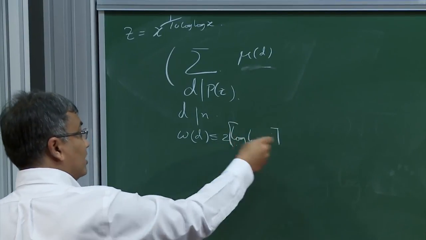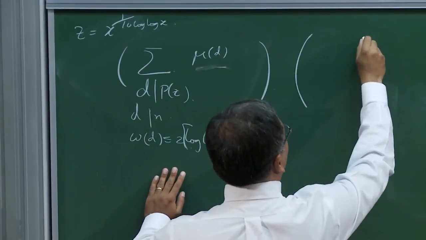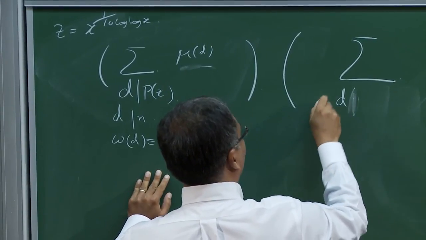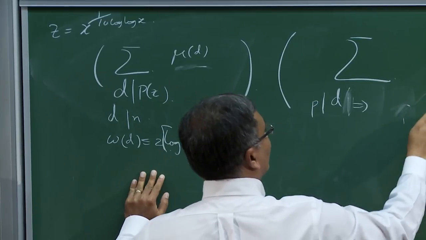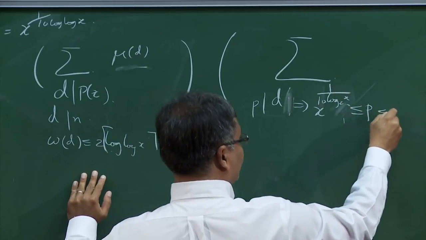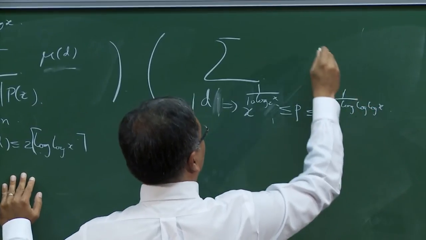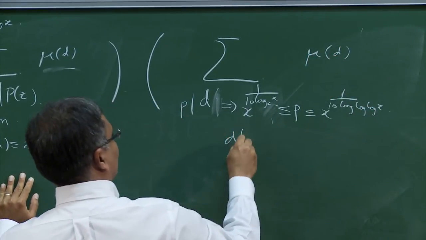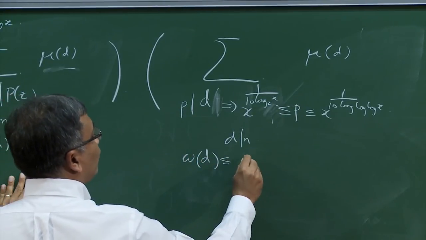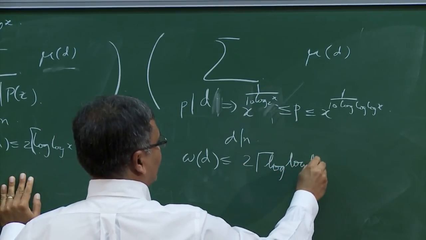And let's say this is the integer part of it so that it's even. So I take this, and then I put in my next set of primes, which are going to be those that divide d. So p divides d implies that p is now going to lie, so you'll see what I want to do here, between x to the 1 over 10 log log x, and it goes up to x to the 1 over 10 log log log x. And now you see that I can get away with this by only going up to twice log log log x.